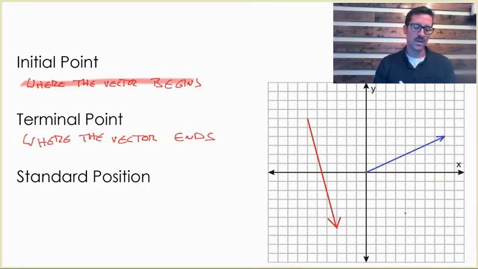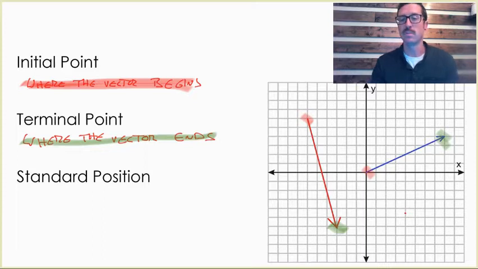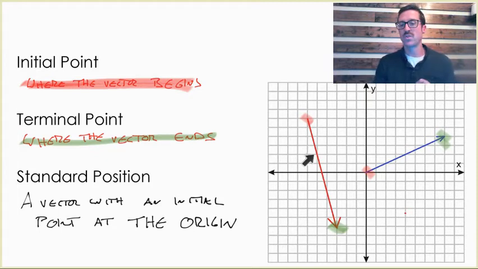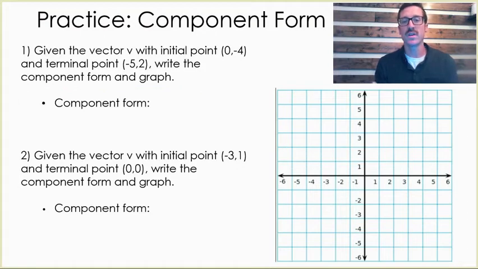So if I was talking about the initial point of these two vectors, I have two different vectors shown. And there's the initial point that I have highlighted in red. And if we're talking about the terminal point, which is where the vector ends, the terminal point of both of those vectors I've highlighted in green. Super easy to identify. Lastly, let's look at standard position. And standard position is just a vector that has an initial point on the origin. So out of the two vectors we've shown, the red vector and the blue vector, the vector that's in standard position is the blue one.